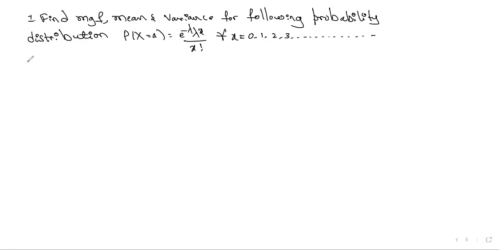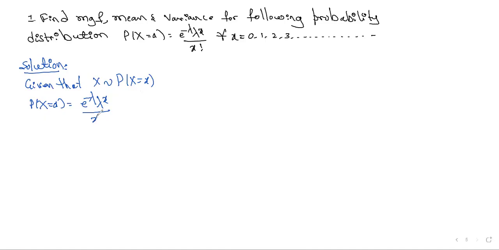So we'll go for the solution. What is given? It is given that X follows a certain probability distribution function, that is, e^(-lambda) lambda^x divided by x factorial, for all values of x equal to 0, 1, 2 and so on.